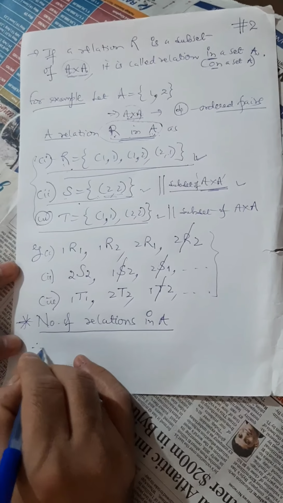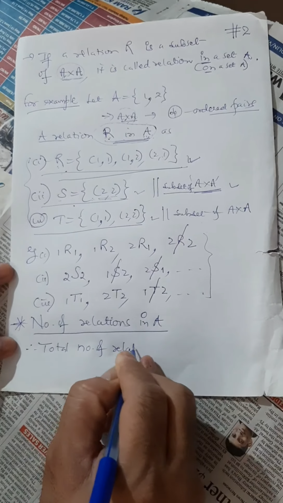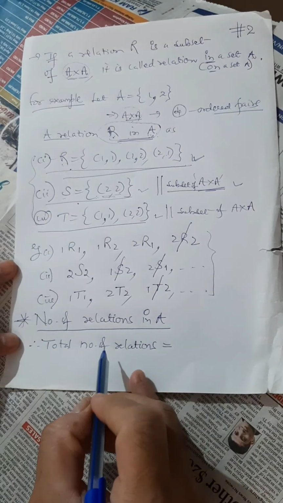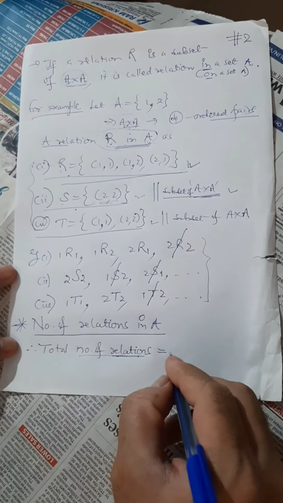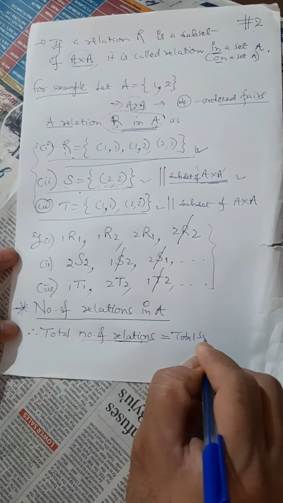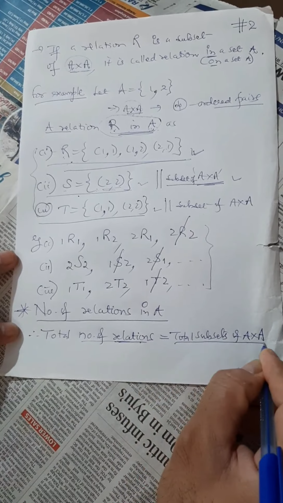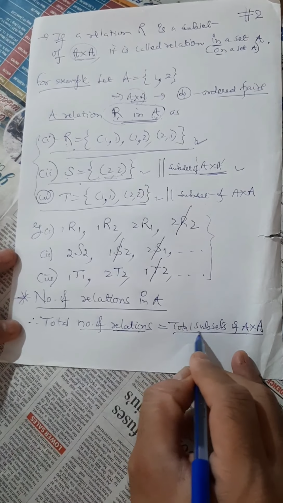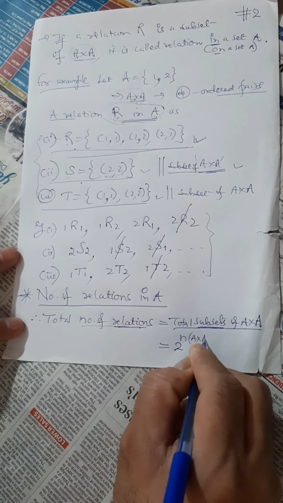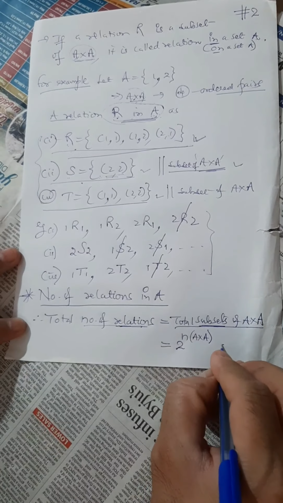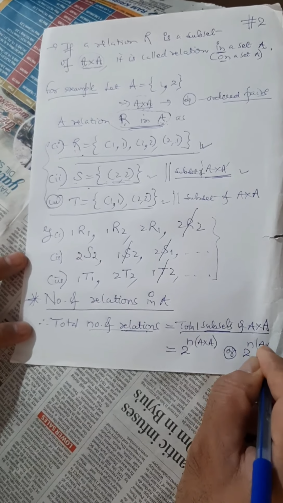So again, total number of relations equals, now you know a relation is a subset of A cross A. So total number of relations means total subsets of A cross A. Now you know from set theory how to find the total subsets? That is 2 raised to the number of elements in A cross A. You can write A cross B also, or if it is a relation from A to B, for example, you can write 2 raised to the number of elements in A cross B also.